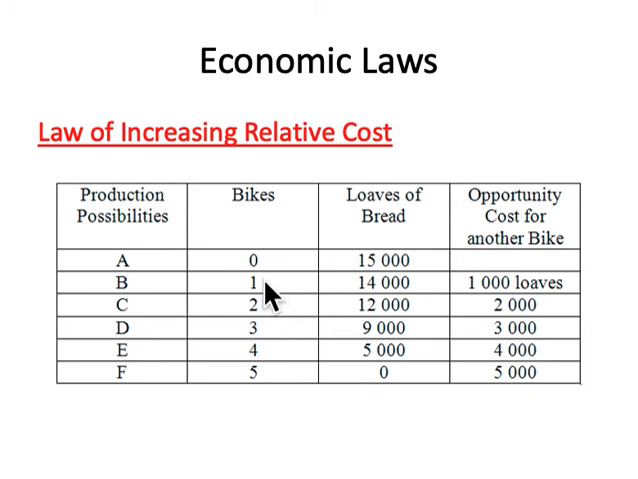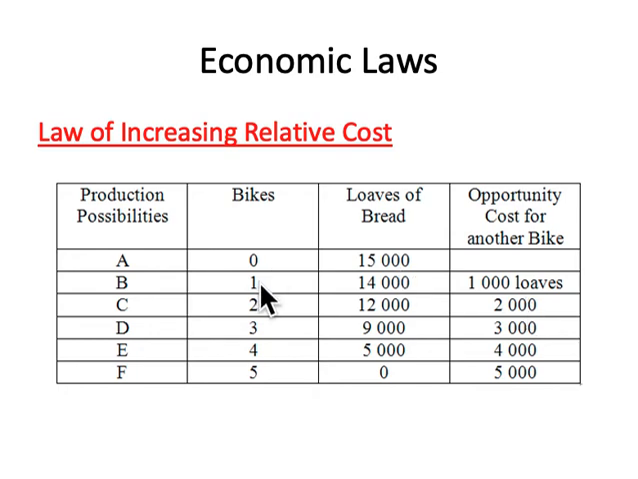Production possibility C is to make 2 bikes or 12,000 loaves of bread. Okay, so if I want to go from 1 bike to 2 bikes, I'm only making 1 more bike right here. So 1 bike to 2 bikes, I've increased my bike production by 1. Okay, so to get that 1 bike, my loaves of bread declined by 2,000.